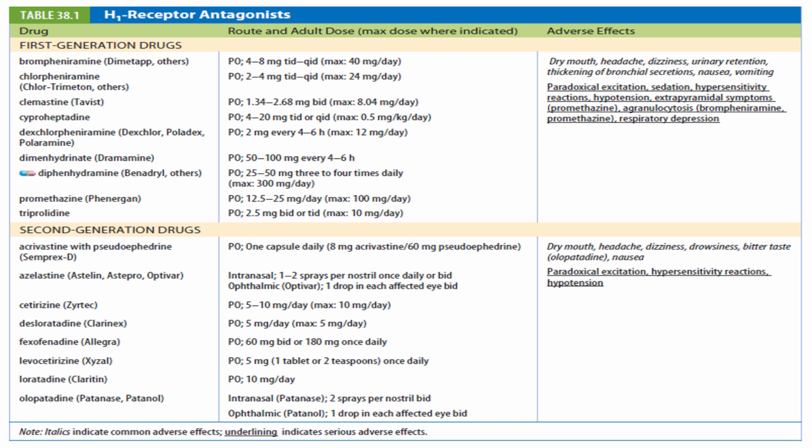But for your diphenhydramine, you have 25 to 50 milligrams 3 to 4 times a day per orem. They have adverse effects of dry mouth, headache, dizziness, urinary retention, thickening of bronchial secretion, nausea, and vomiting sometimes.